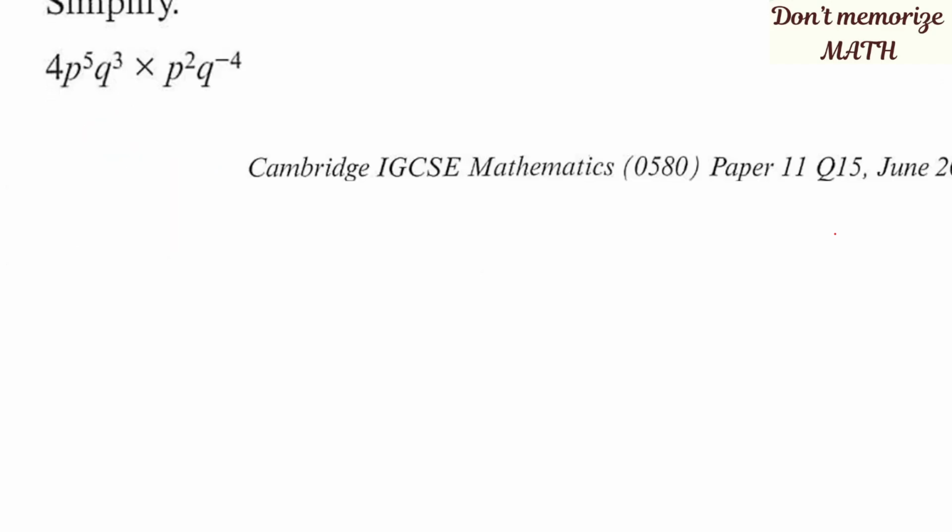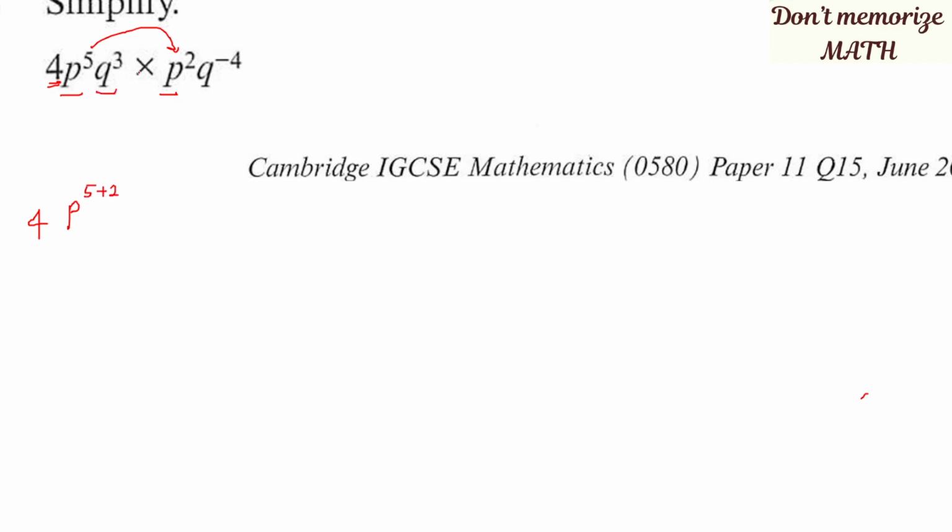Question number 8. Simplify 4p raised to 5 q raised to 3 times p square q raised to minus 4. This is a question from 2020, Paper 1-1. This is also a core paper. First we have only one number, that is 4. Then p raised to 5 times p raised to 2. If you have multiplication, we need to add the powers. So you will get p raised to 5 plus 2.